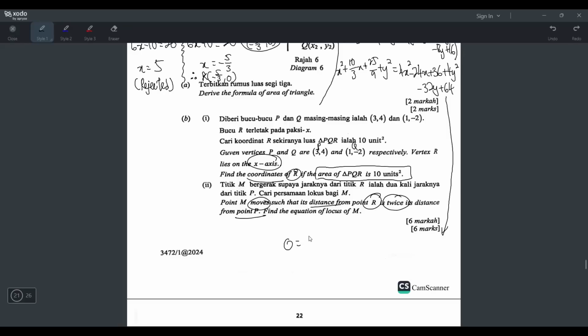So I will put the 0 on the left side. It means everything here I will move over. Okay. But try to arrange it at the same time also. So first we have to write the x square. So here got x square, right?